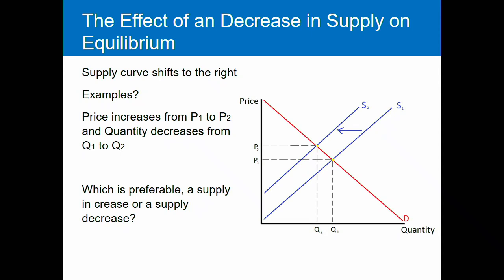Next chapter, we'll get into determining how sensitive the producers are to price. So we'll know if their profit is going to increase or decrease based on the supply curve shifting to the left.